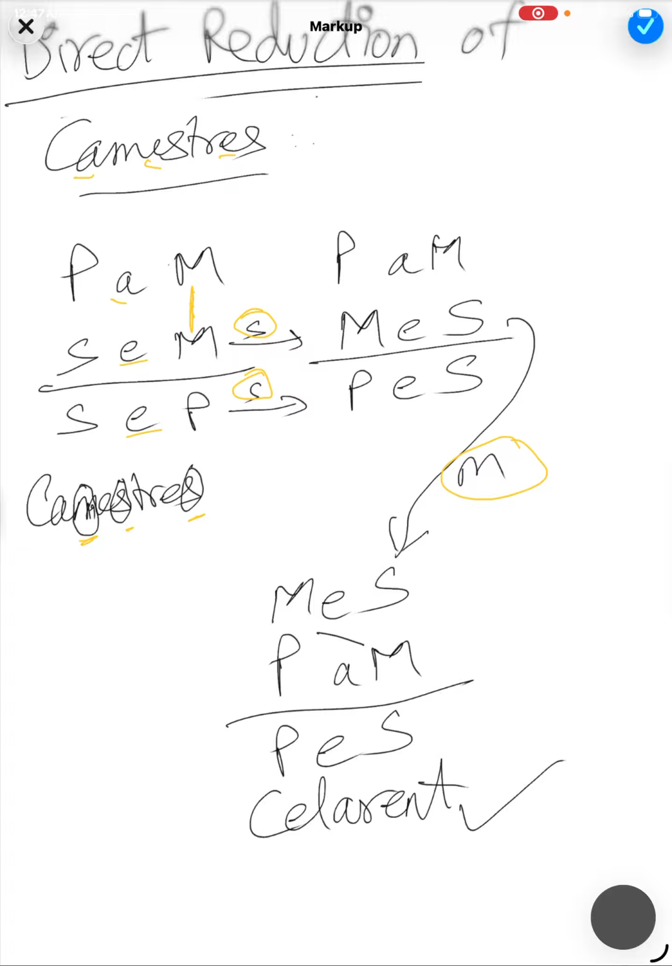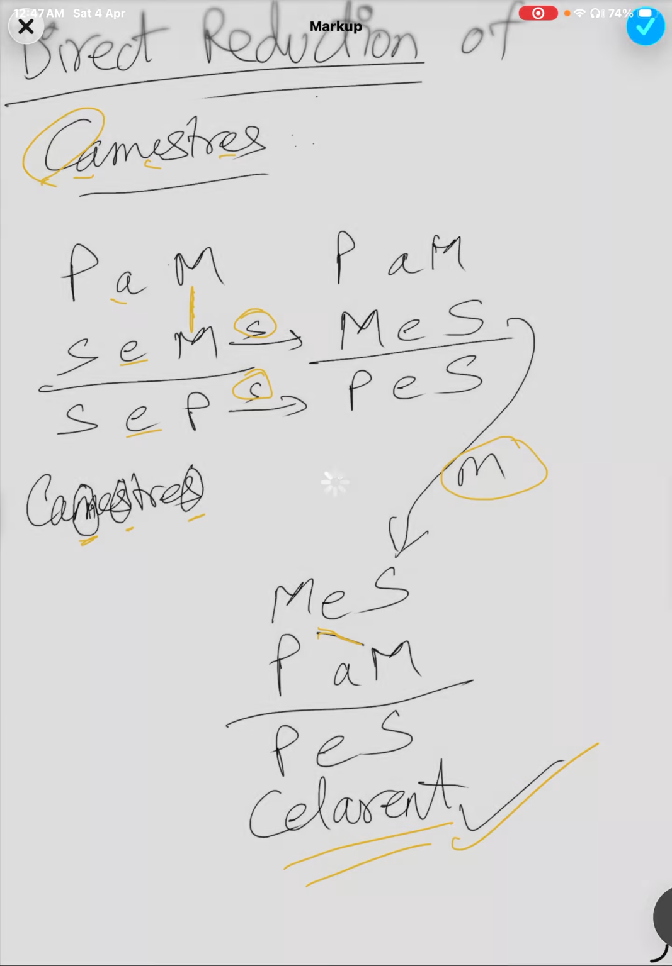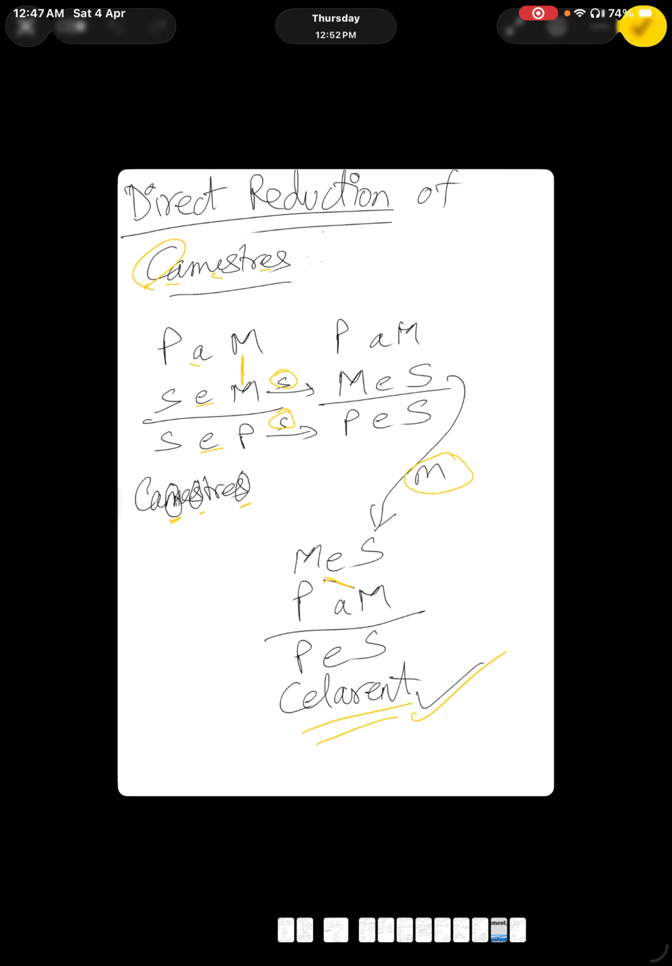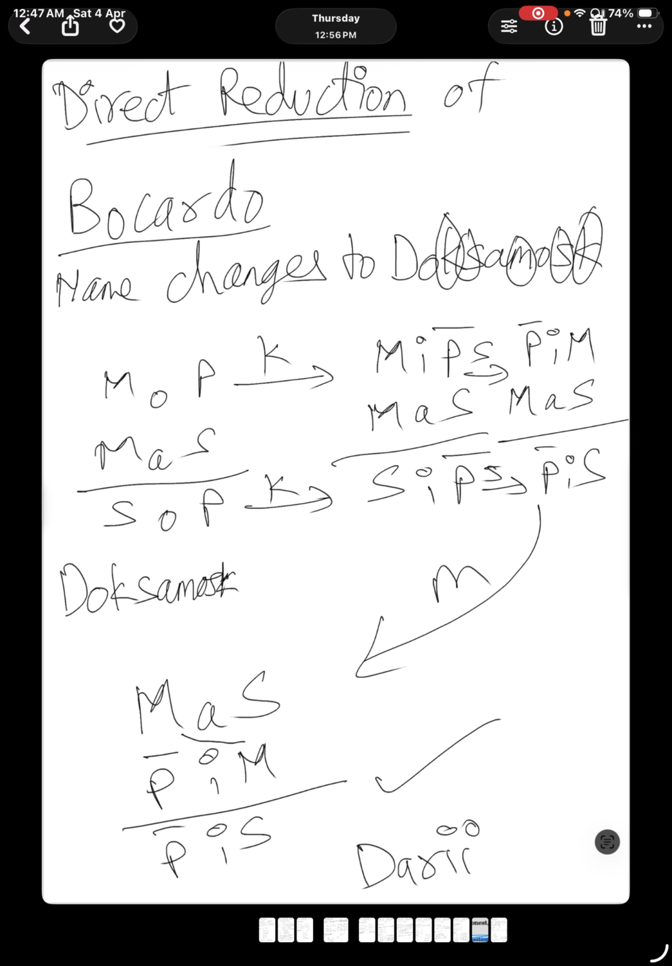Now we have the first figure. Yes, the middle term is in this position. So this is Celarent. The name started with C and ended with Celarent. Okay, so done. Let's take one more example. Let's do direct reduction of Bocardo.